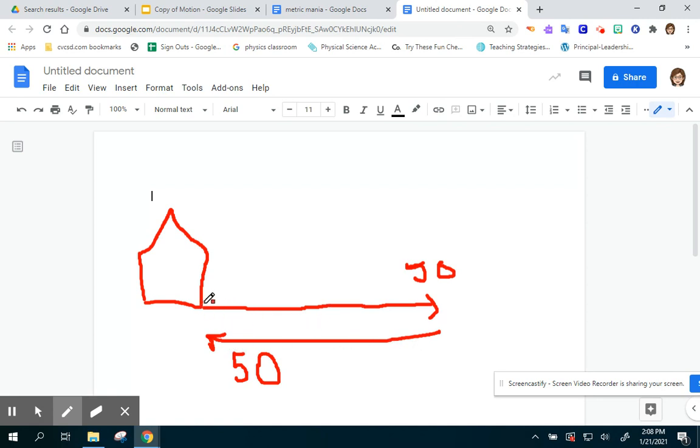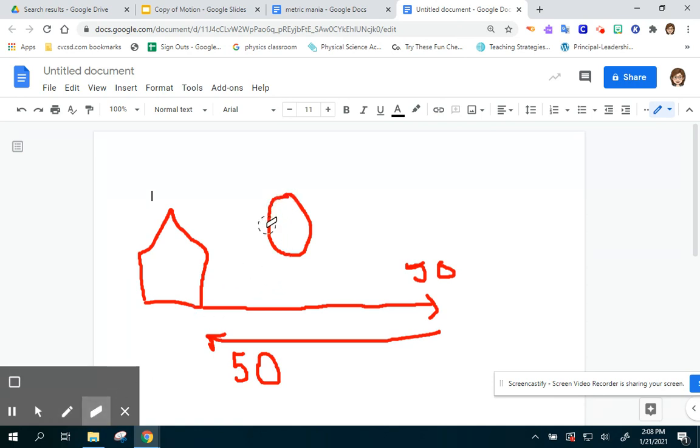What is his displacement from start to finish? His displacement is 0. He has not moved. He did move, but his start and finish points are the same exact spot. So therefore, we can say his displacement, even though he's probably worn out and tired and did a lot of work, is 0 because he ended up exactly where he started.